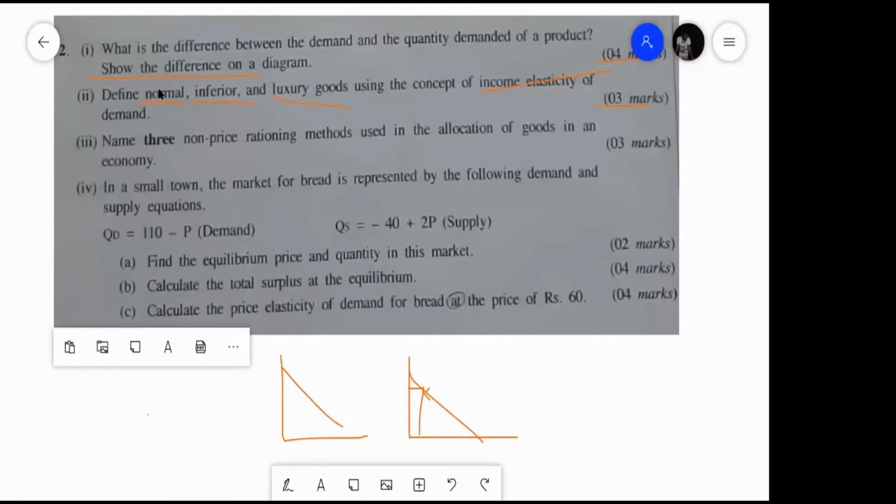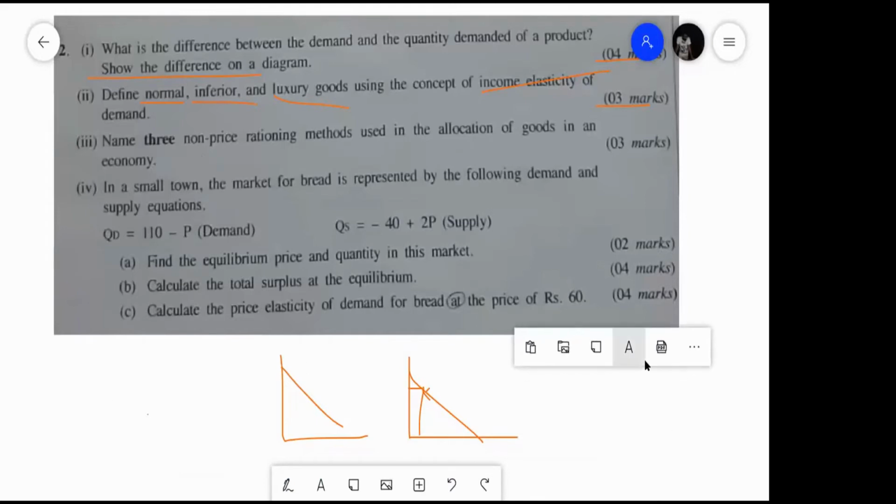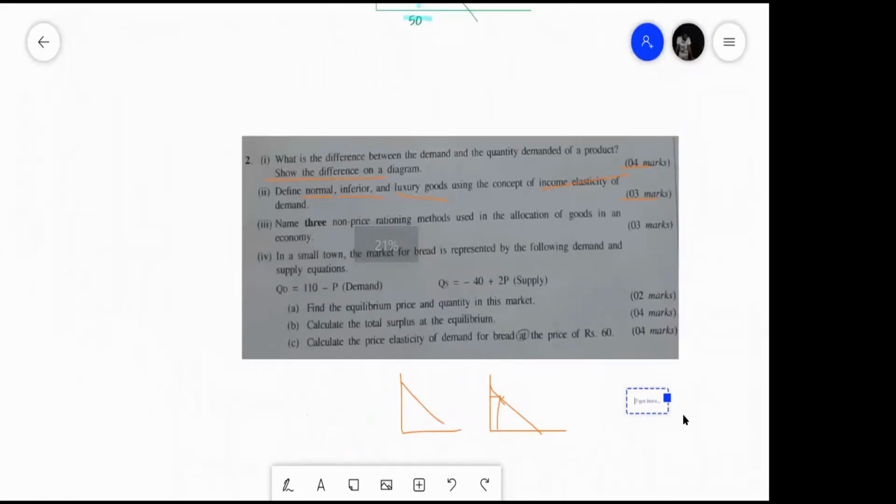Guys, normal good here means positive relationship between income and demand. So queuing, you can talk about non-price rationing. So you can talk about rationing through bribes. You can talk about ration cards, right? All of that will make sense.